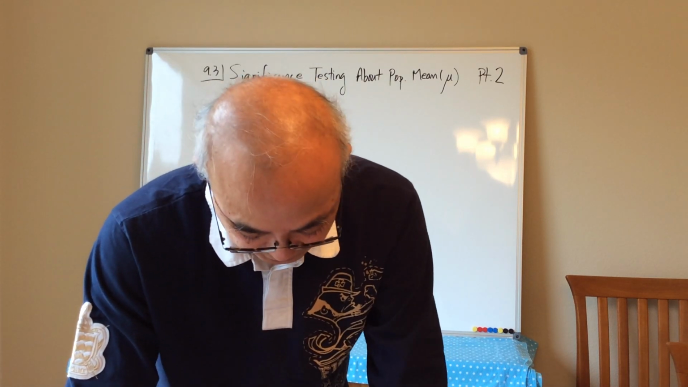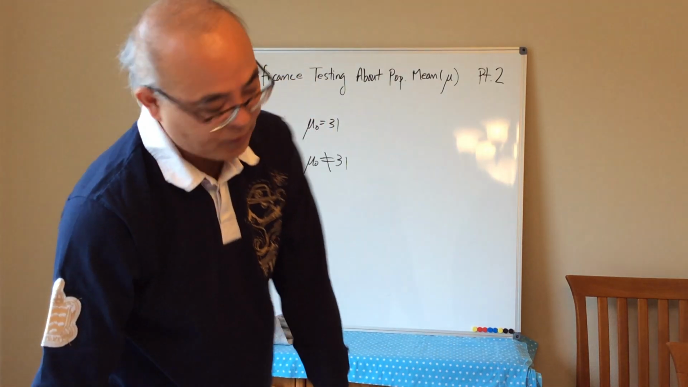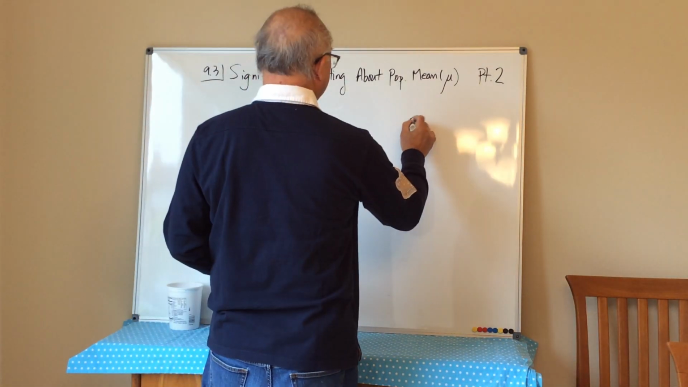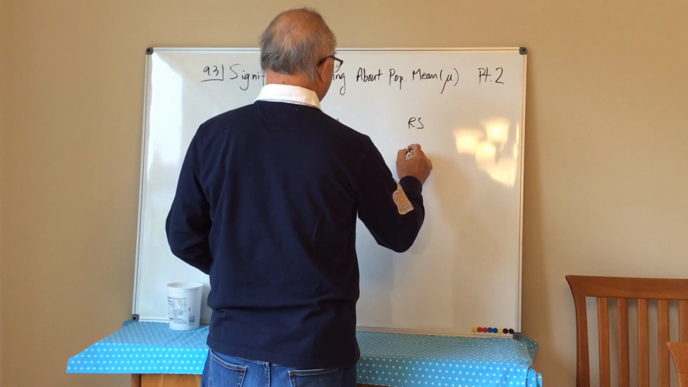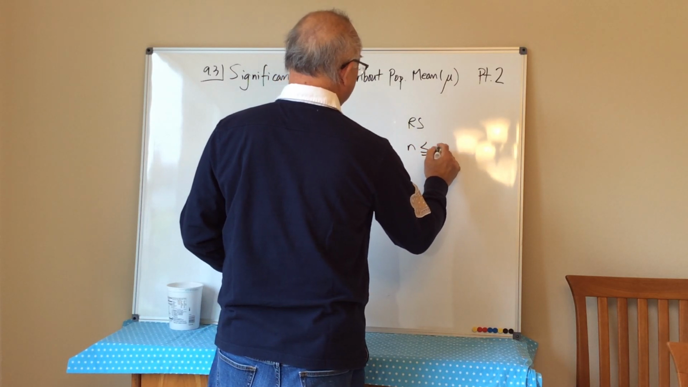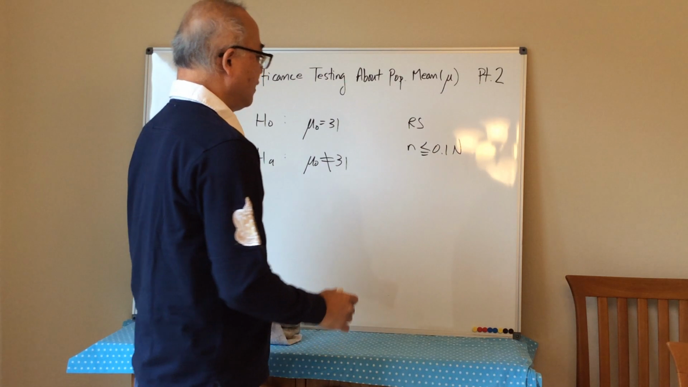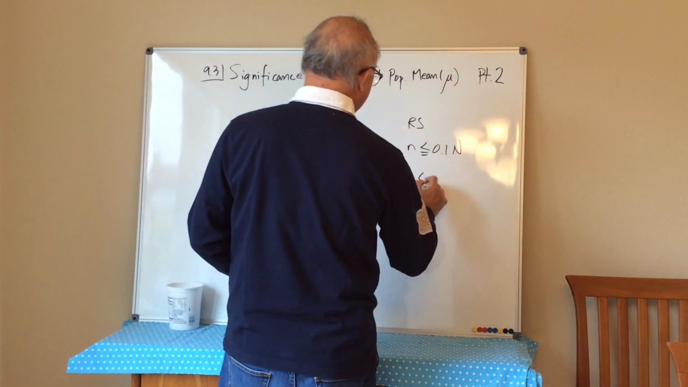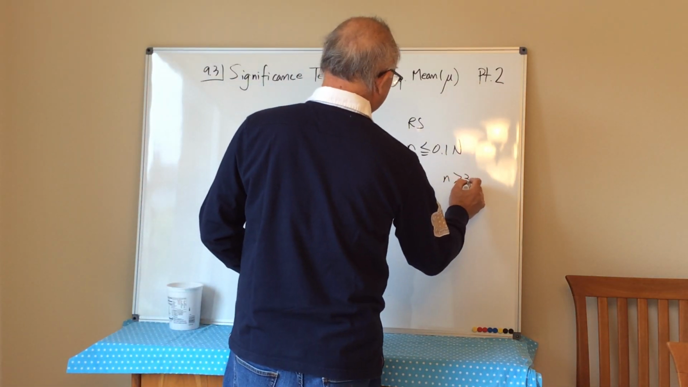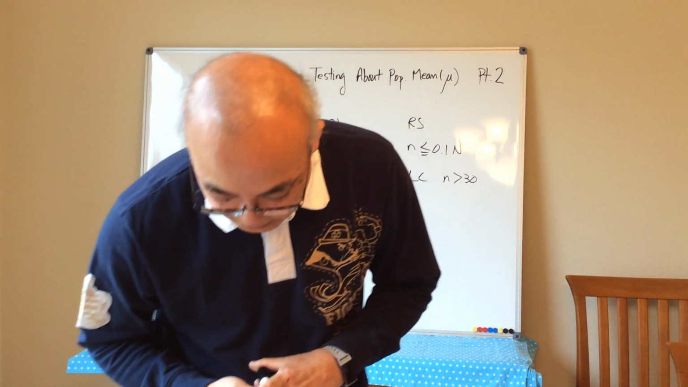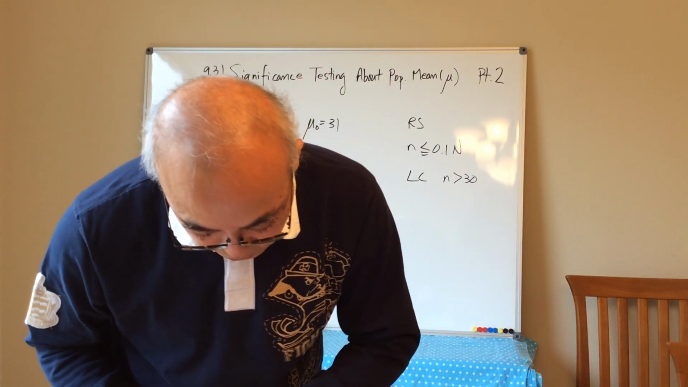B, check the conditions for performing the test. It's a random sample, so we're good there. And we're going to assume that there are many, many more pineapples than 310, so that's good. The large counts: n is greater than 30 because we sampled 50 of them, I believe, correct? 50 of them? Yeah, so we're good there.